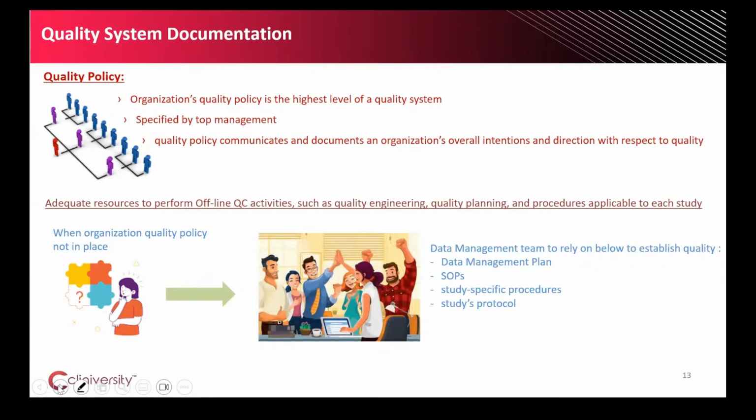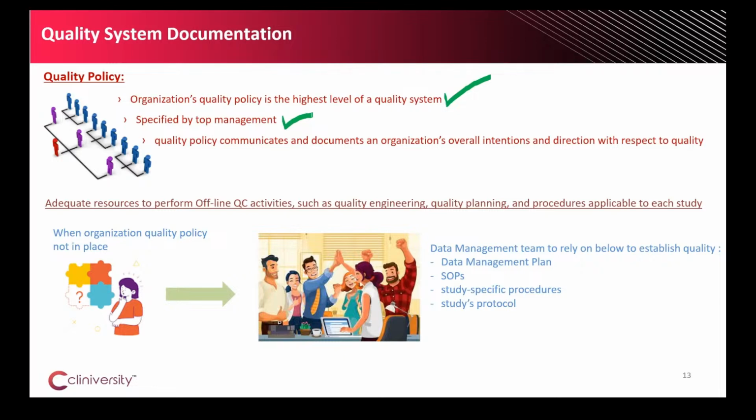Looking at the quality policy of an organization. Now, one thing is a quality policy for an organization is going to be at the highest level of the quality system. This is going to be specified by the top management. The quality policy will communicate and document an organization's intention with respect to quality. What is it that the organization is expecting? Hence, in most organizations, you will find a quality policy which is adopted at the organization level.